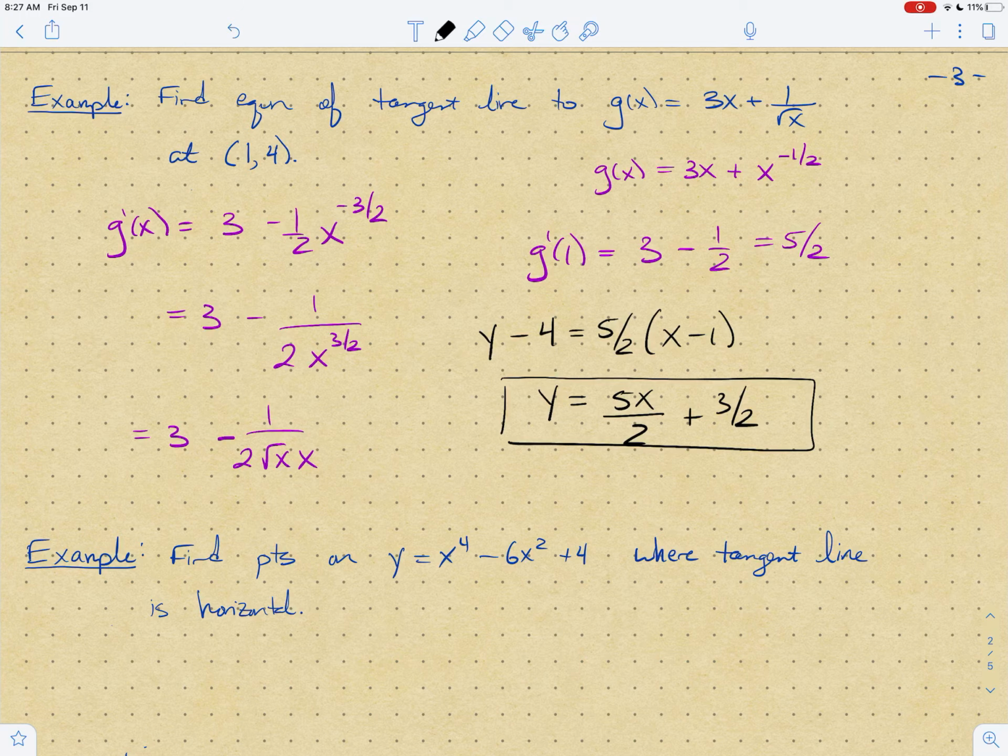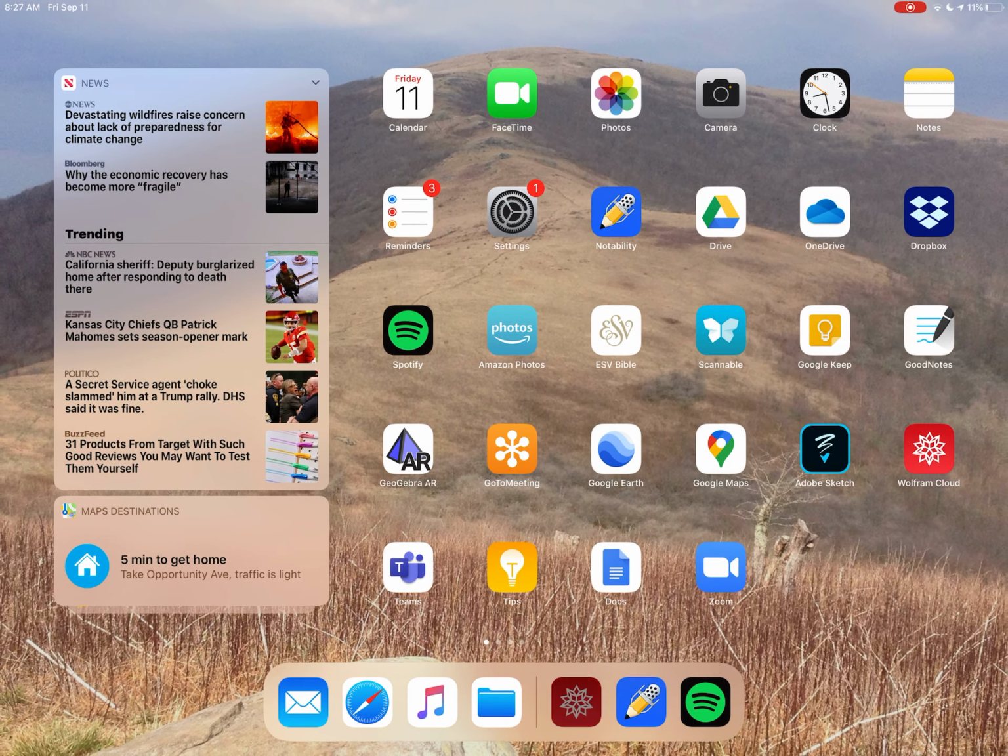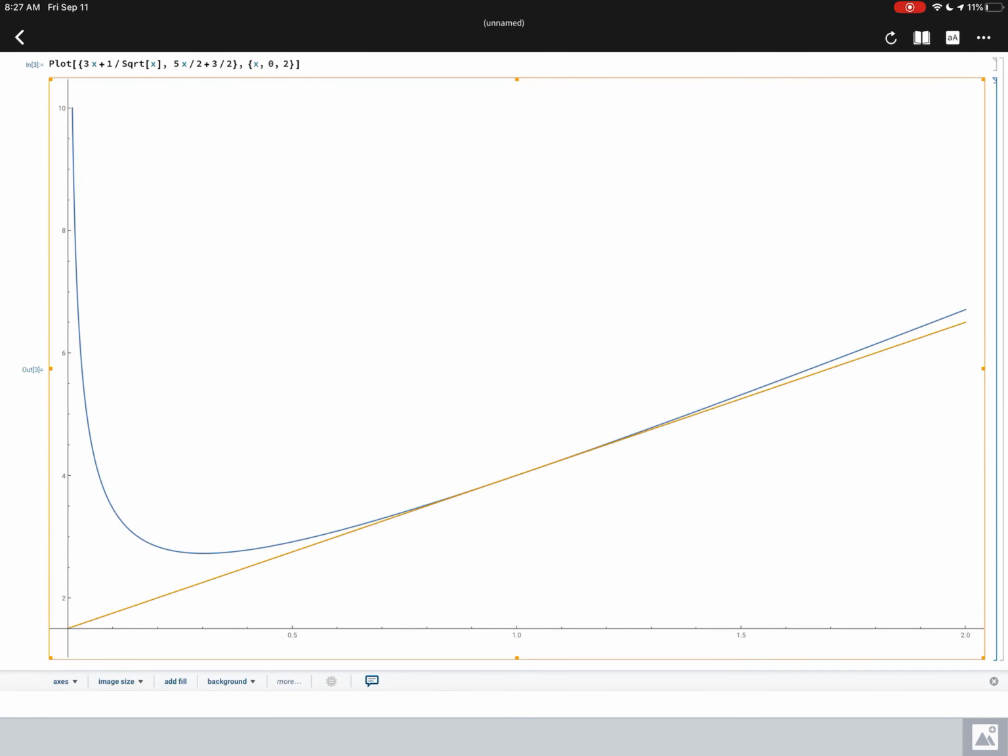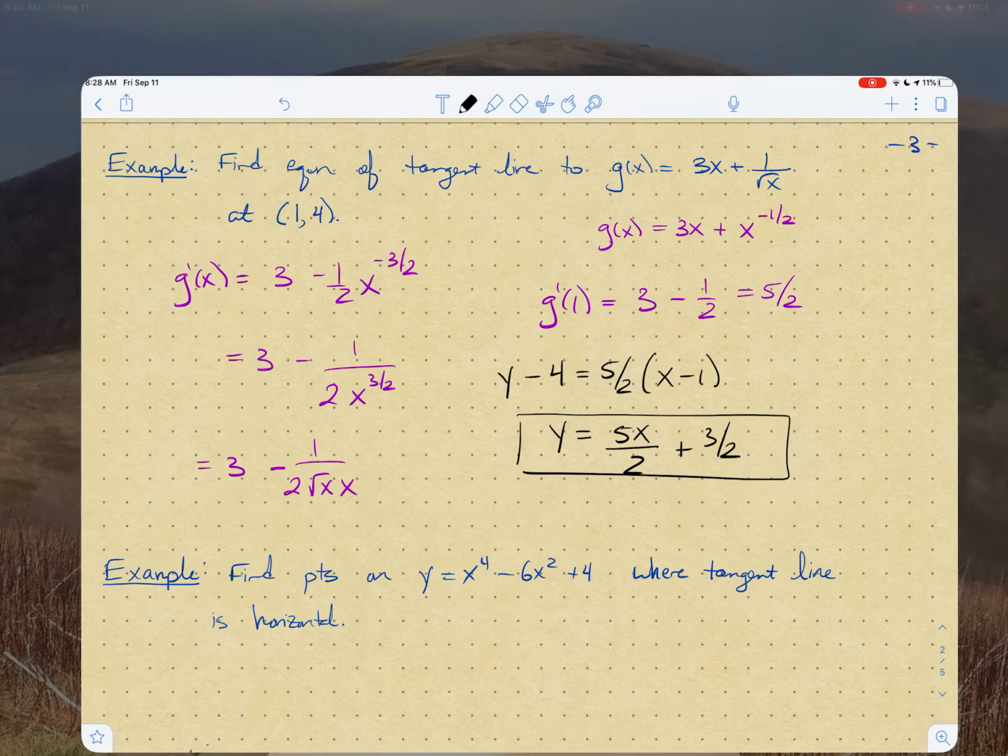Now I've got a version of Mathematica on my iPad, and I went ahead and graphed that for you. Here's our function that we were graphing, and you can see the tangent line, and it lines up beautifully at 1. I don't have a pointer when I'm in this app, but you can see that it lines up really nicely at 1.